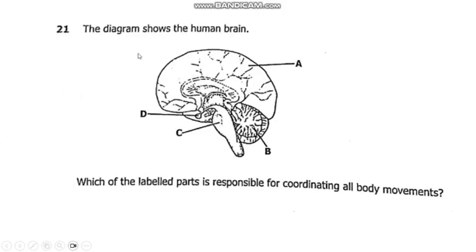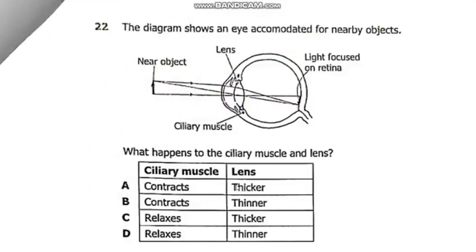The question reads, the diagram shows the human brain. So this is the diagram showing the human brain. We have the parts labeled A, B, C, and D. So which of the labeled parts is responsible for coordinating all body movements? So the part that is responsible for coordinating all body movements is the cerebellum, and this is the part labeled B. So the correct answer is B. So we now move on to our next question. So this is our question 22.